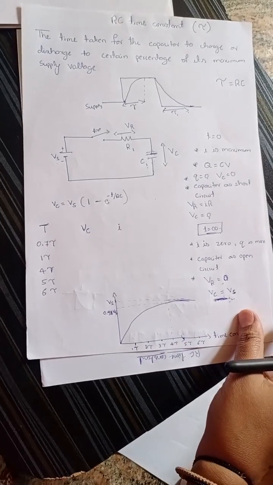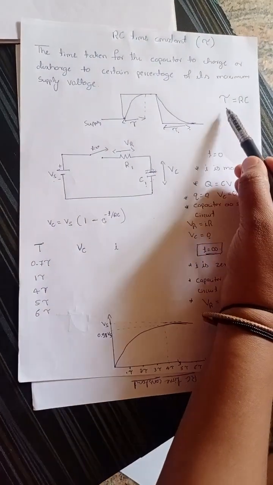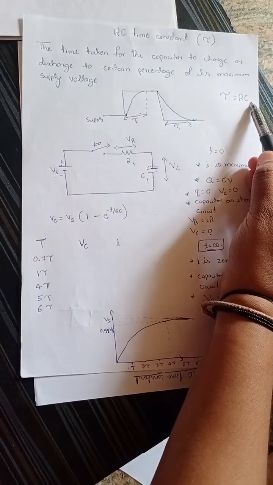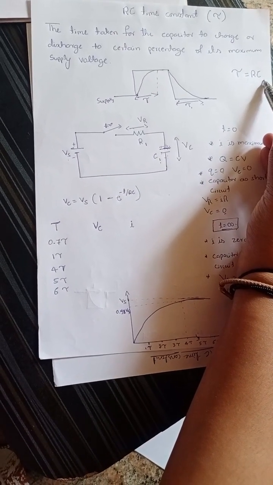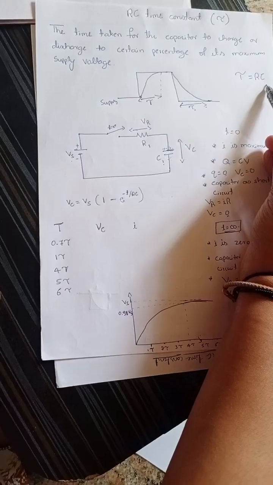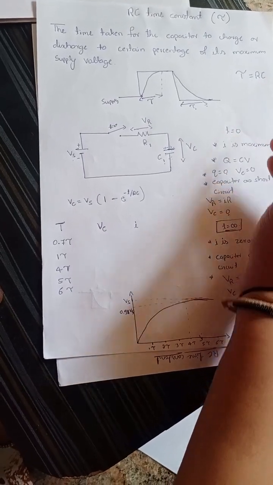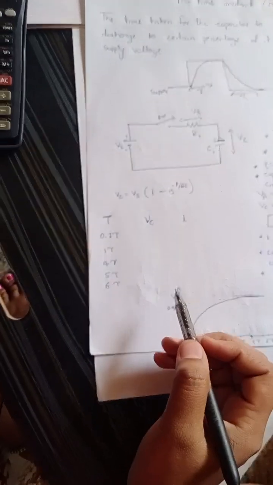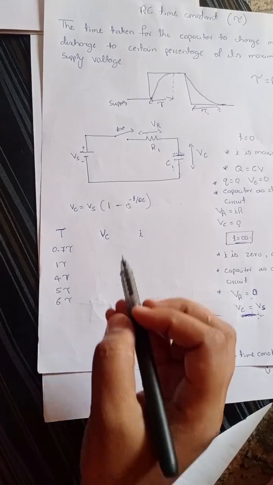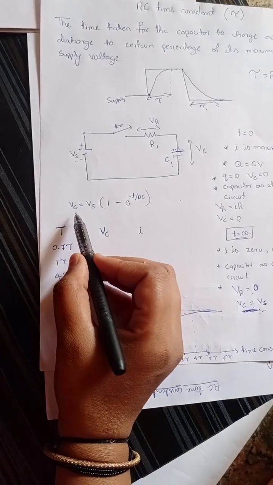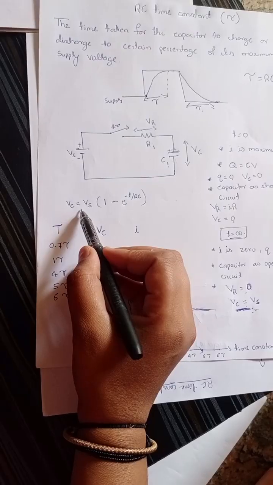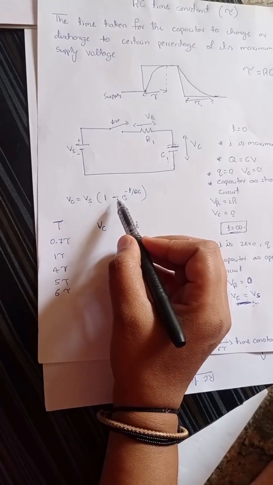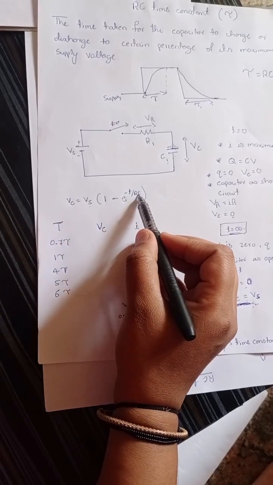We already know that for any circuit we need to provide time equal to 5 times RC. But we'll have some clarification: why only 5 RC? Why not 6, 7, 8? Why do we fix it to 5 RC? For that we'll do an exercise. In the last video we already saw the capacitor charging formula, that is VC is equal to Vs of 1 minus e power minus t by RC.